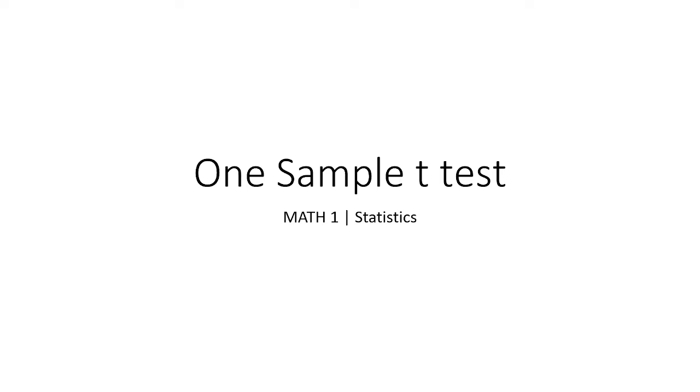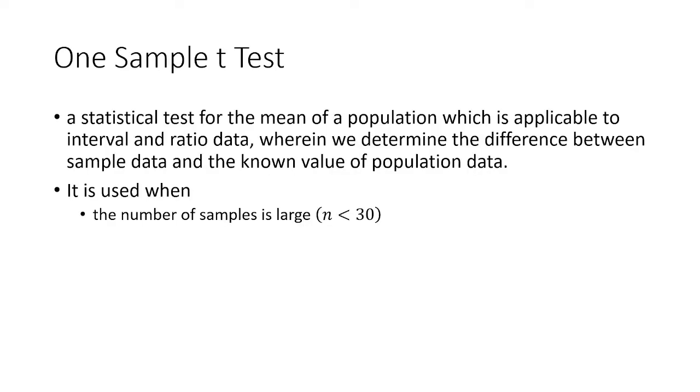As you may have remembered, the last discussion was about the one sample z-test. This is about the one sample t-test. It is a statistical test for the mean of the population, which is applicable to interval and ratio data, wherein we will determine the difference between the sample data and the known value of population data.